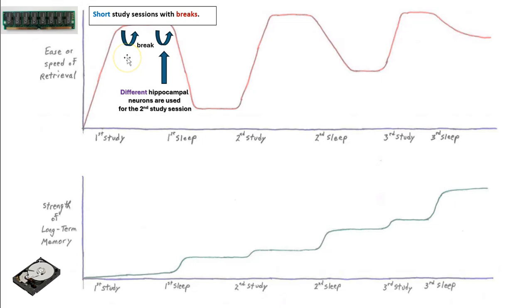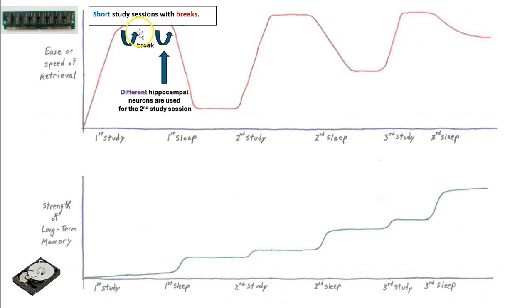Now, again, this is sort of cutting-edge research, but here's one of the ideas. During the first study session, there will be a set of hippocampal neurons that will grow stronger synapses to represent the learning during the first study session. But if we take a break, then when we return for the second study session, it'll be a different set of hippocampal neurons that will get used to make memory traces for the same information.